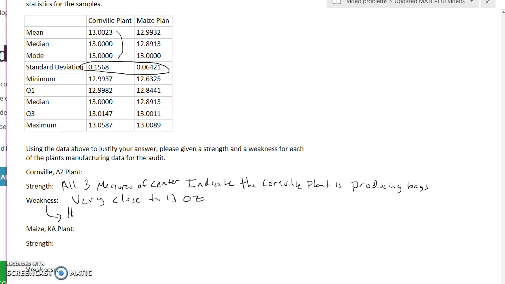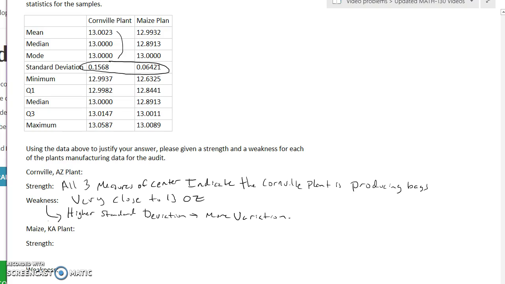So higher standard deviation means more variation, right? So it looks like they're really, really close to 13-ounce bags of chips, but there is some variation in those bags. Now let's go ahead and talk about the Maize plant.